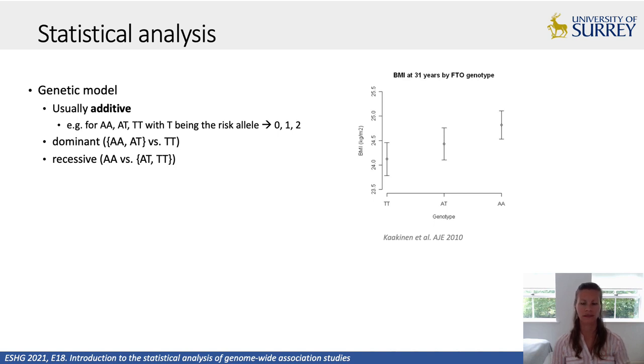And as we can see in this example figure here, for body mass index and the FTO genotype, we see that individuals with more copies of the AA risk allele have an increased body mass index. And of course there are other types of genetic inheritance, but this additive has been shown to capture also them very well.